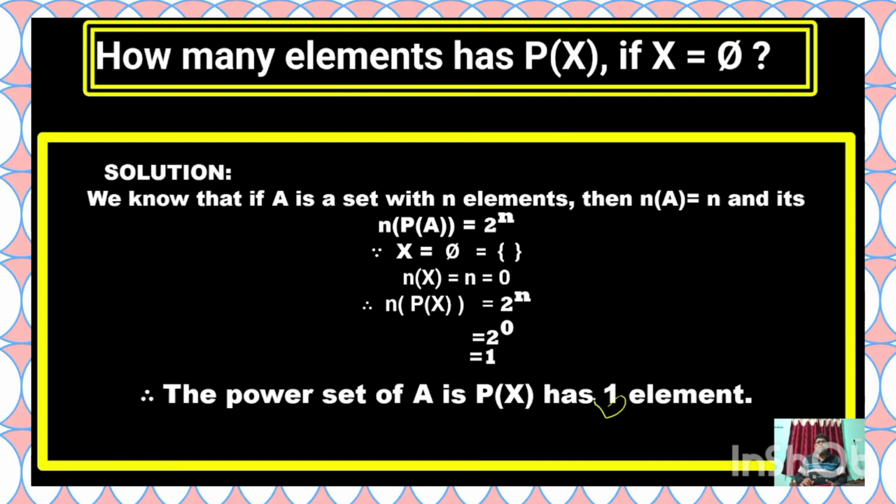Understand? Okay, this is just a simple problem based on using the formula 2 to the power n, the total number of subsets of a set. So you see the formula can be useful in finding the total number of subsets of a given set, or you can find the cardinality of the power set of A. Yes, understand? So the power set of X has one element. Understand? So these are the most vital problems.